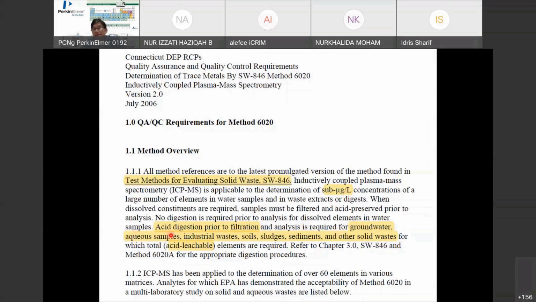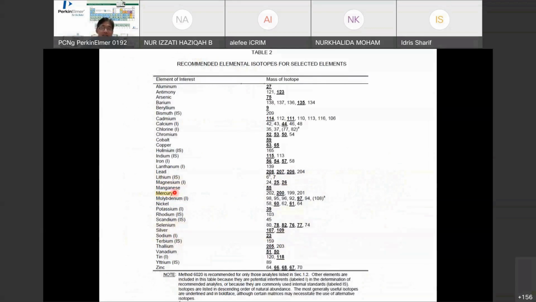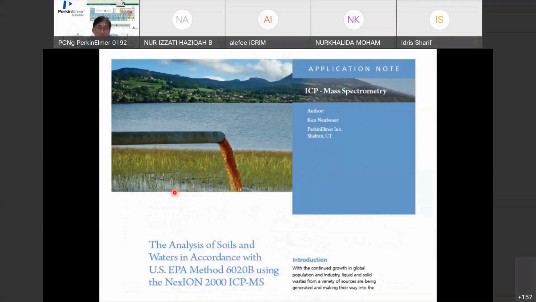For ICP-MS, you can use APHA 2125 or the 6020 method. Mercury is also listed. EPA lists mercury in the method, APHA does not. You have to use a different parameter, a different instrument. Sometimes it doesn't matter, accreditation under the US EPA method is also okay. This is a paper from Perkin Elmer on US EPA 6020.